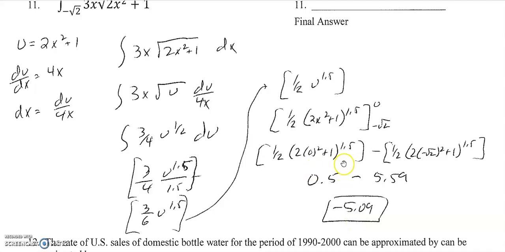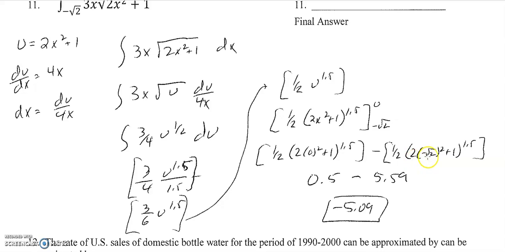Now, when you type this in the calculator, be careful. For example, 2 times 0 squared plus 1. You can kind of do this on your own. 0 squared is 0. 0 times 2 is 0. 0 plus 1 is 1. 1 to the 1.5. So if that helps you, instead of typing the whole thing in the calculator, do that. Same thing on the other side.